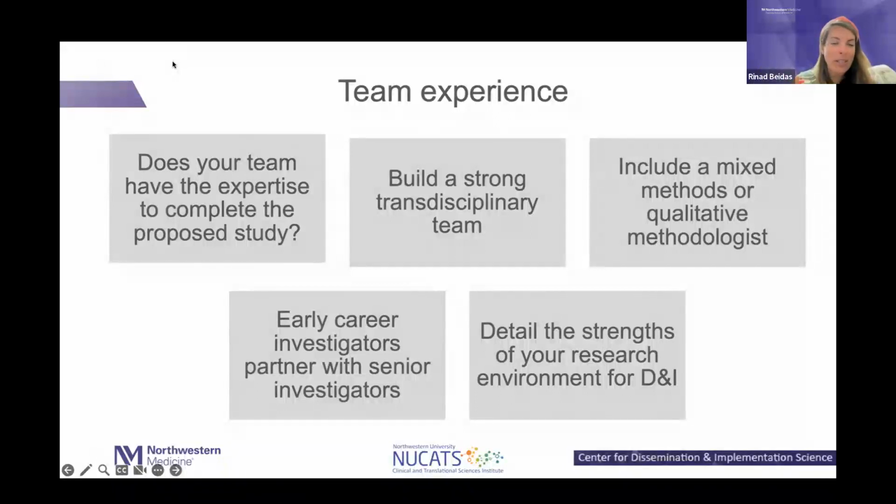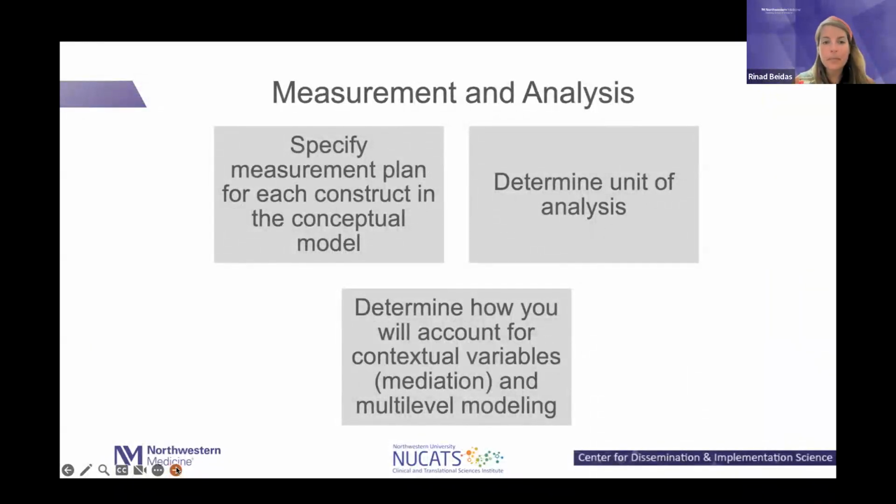If you're an early career person, think about how you can partner with senior investigators to help you be optimally successful, and then detail the strengths of your research environment, which here at Northwestern is really easy to do with CDIS and NewCats. It's a compelling case for why this is the right environment to be doing this type of research in. The next ingredient is related to measurement and analysis. It's important for you to specify your measurement plan for each construct and use that model that is guiding the approach to map the measurement and analysis on.